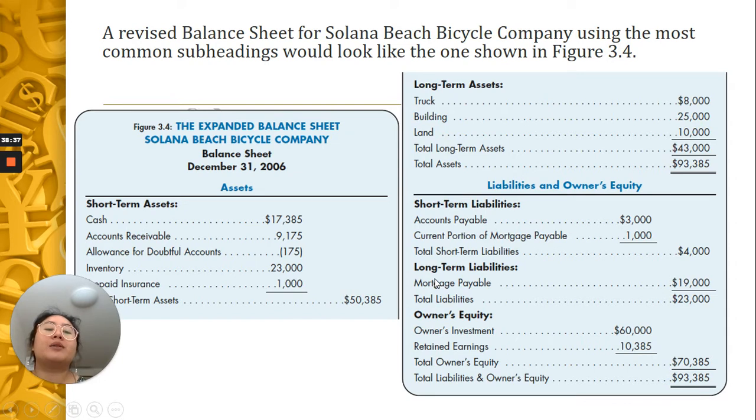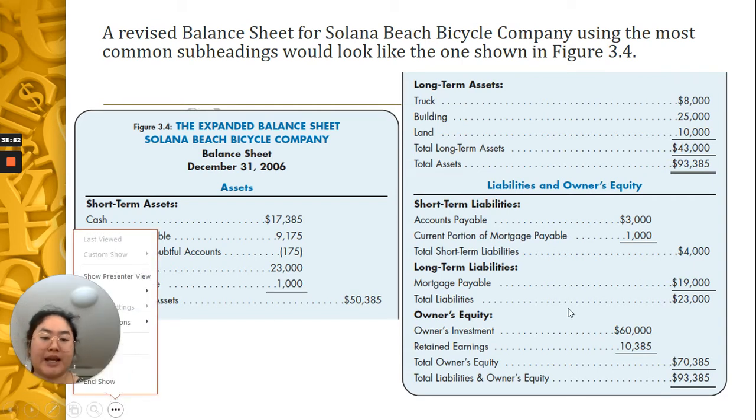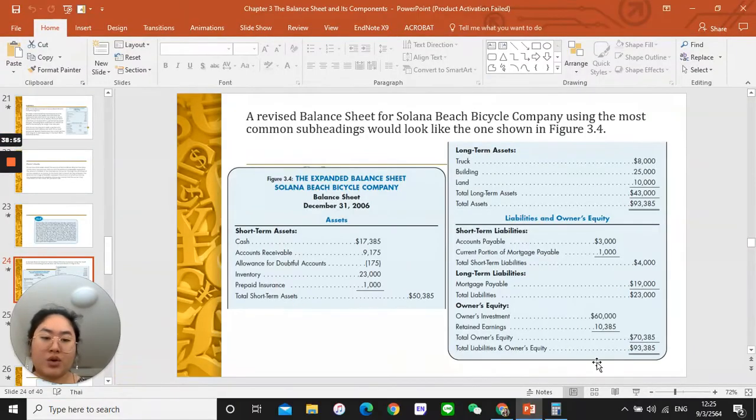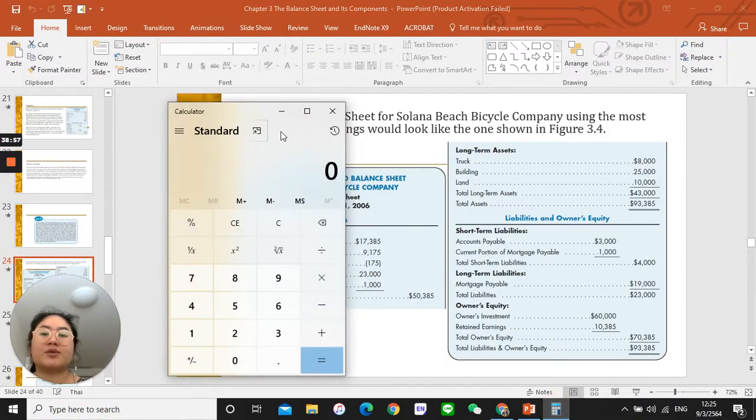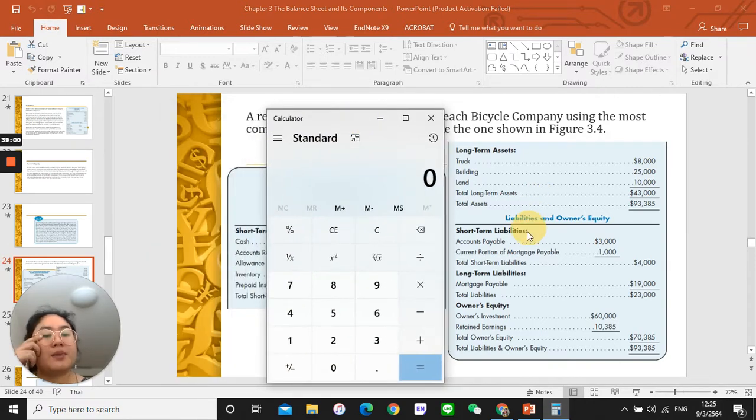But what is the long-term liability? Maybe it can be the mortgage payable that is to be paid after more than 1 year. So let me calculate it this way. The short-term liability has account payable of 3,000, plus the current portion of mortgage payable of 1,000. So the total short-term liability is 4,000.